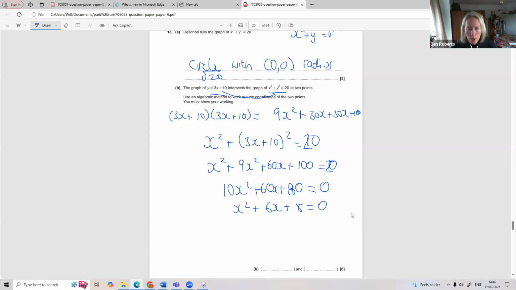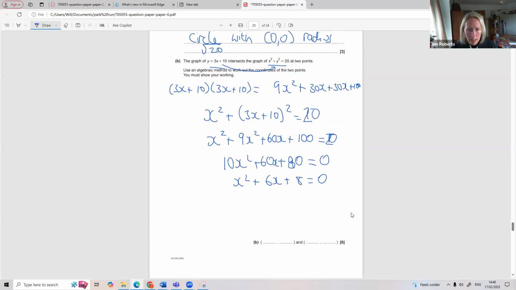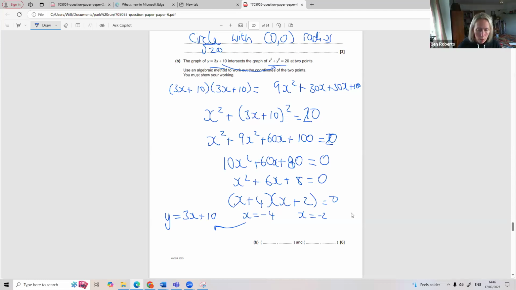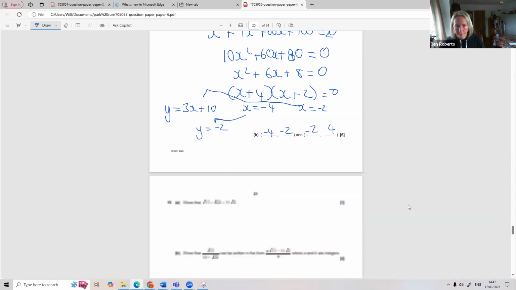Let me factorise it. Two numbers that multiply to get 8 and add to get 6 are 4 and 2. x is equal to either minus 4 or minus 2. What are my corresponding y values? Well, I know y is equal to 3x plus 10. I sub in this x value into the equation. 3 times minus 4 plus 10 is minus 2. So x is minus 4, y is minus 2. I'm going to sub in my minus 2. So 3 times minus 2 plus 10 is 4. Those are your two coordinate values.